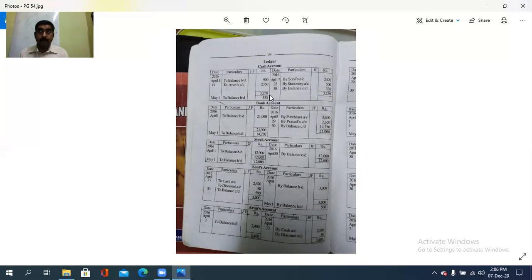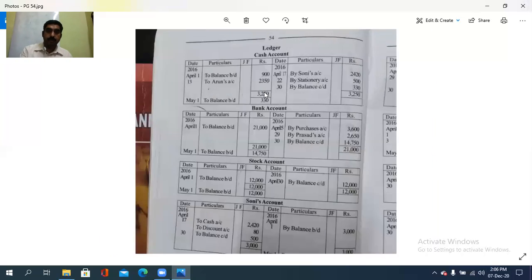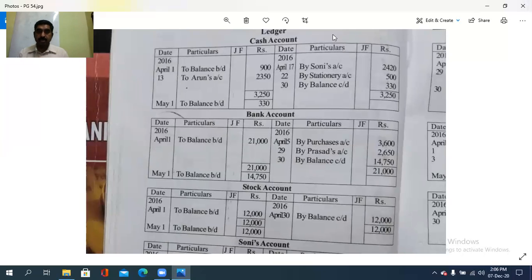We need to balance it. See the cash account. Cash account is balanced. 3250 is the total amount, and by balancing, we will get a credit balance of 330. That is the cash account.